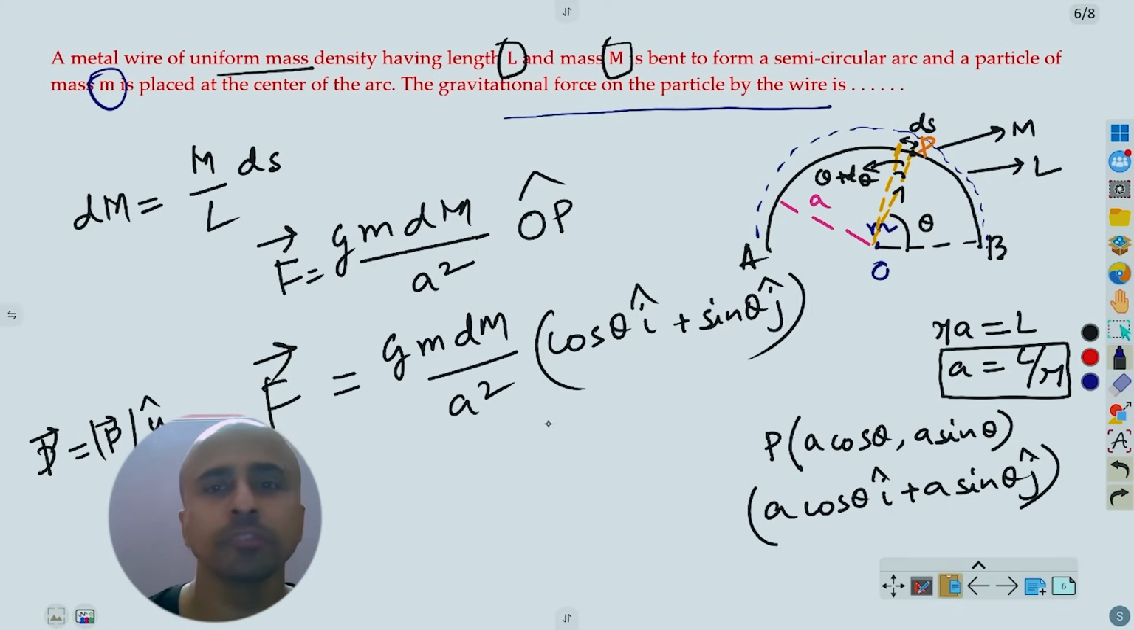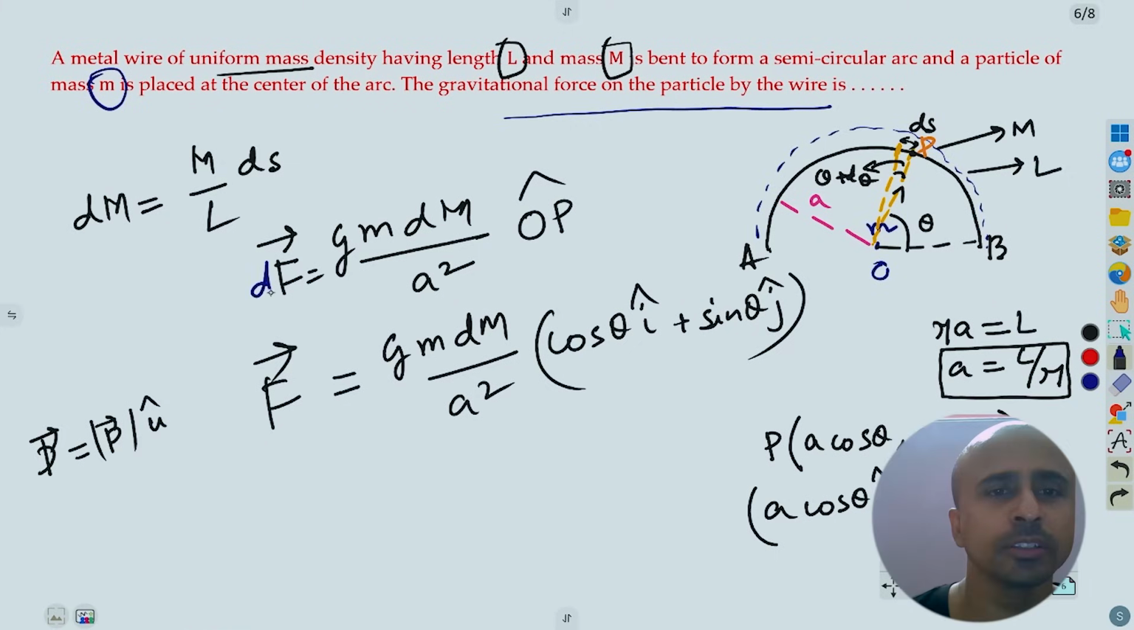So this is our F vector. Now we are going to integrate this. So let's say this is dF, because we have taken this small segment. Till now we are confined to this small segment actually. So if we integrate, then we will get the total force.